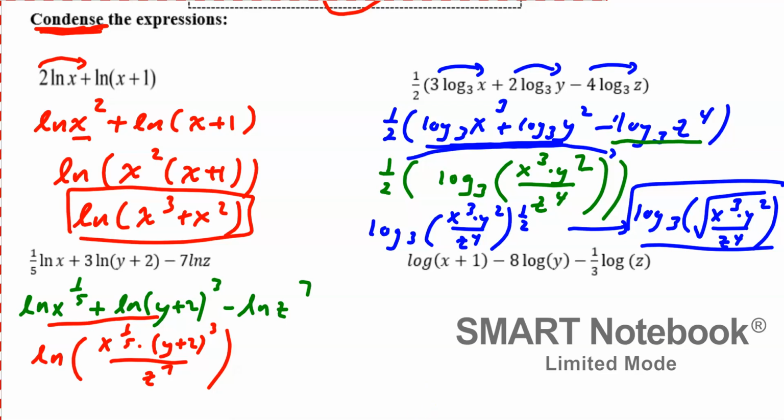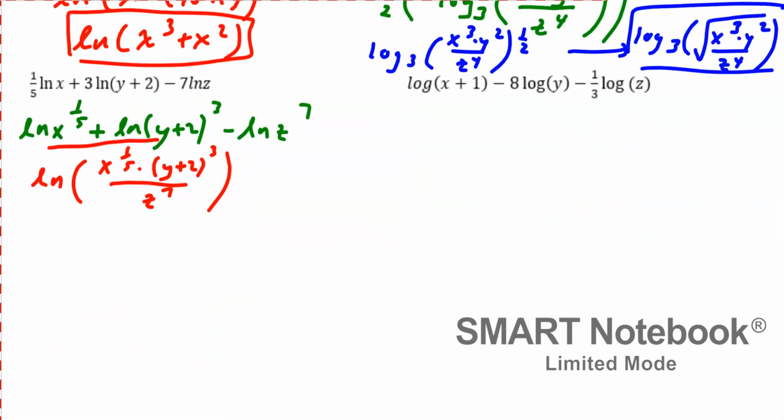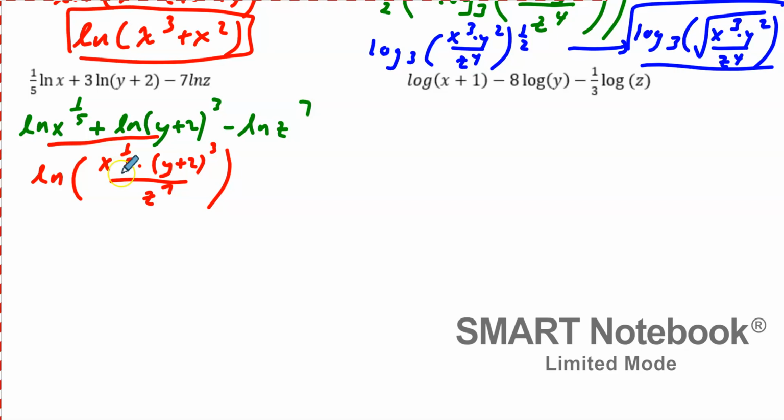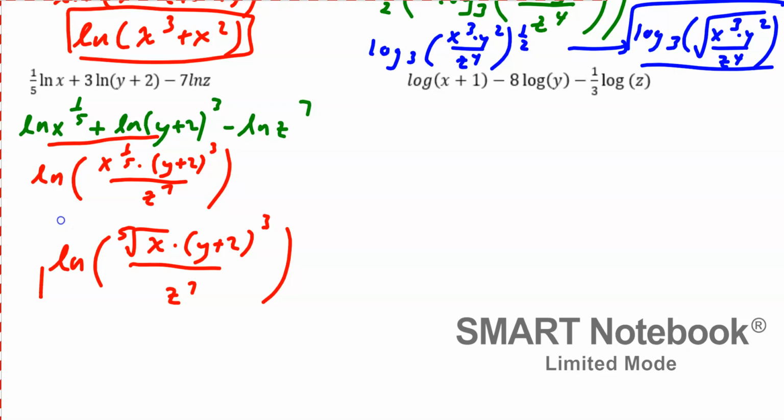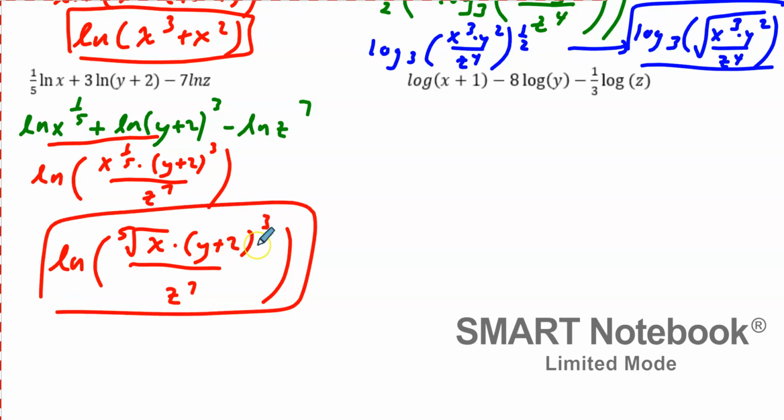So we have it almost condensed. The only last thing I would want you to do is simplify this piece. If x to the 1/2 is a square root, x to the 1/5 is a fifth root. So this means you have a fifth root of x times (y plus 2) to the third over z to the seventh. There is no reason to actually multiply out (y plus 2) to the third. That's more work than we need to do.